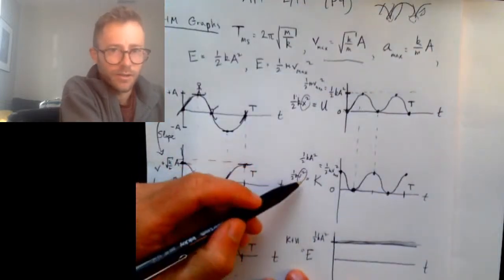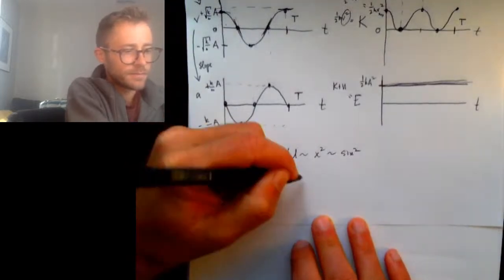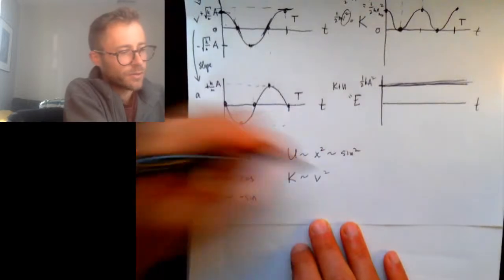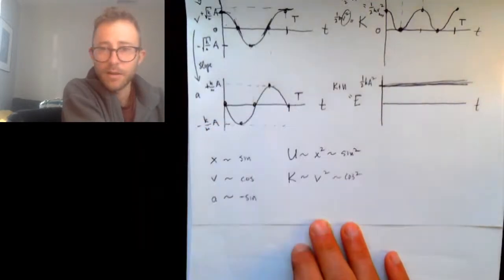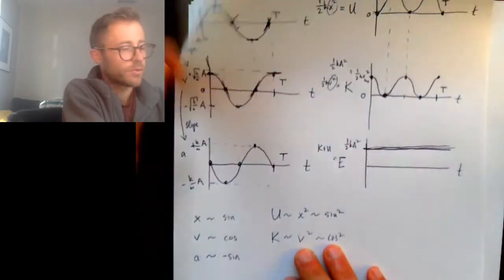The kinetic energy graph, we have to square the velocity. So the kinetic energy graph looks like velocity squared, so it's going to be a cosine squared. All right? And indeed, that is the shape of the cosine squared graph.